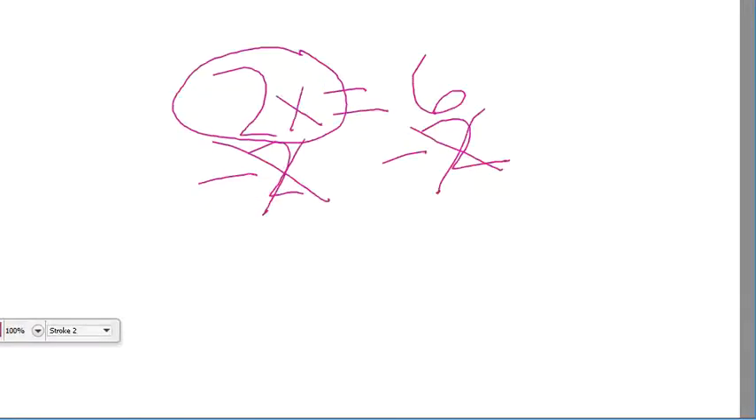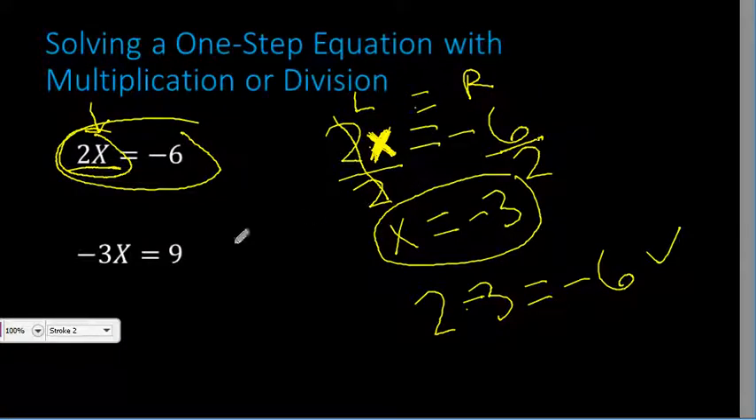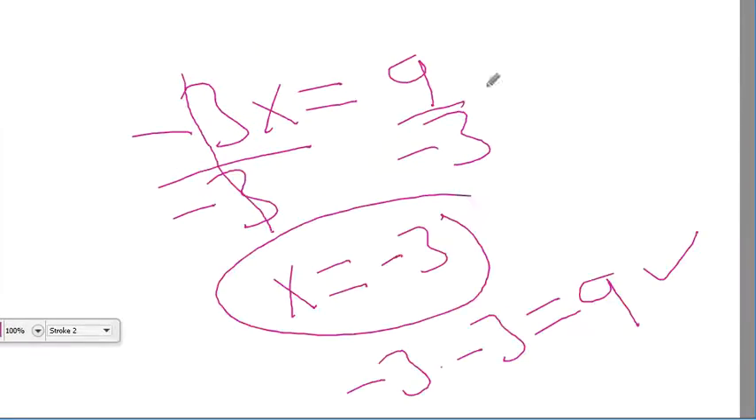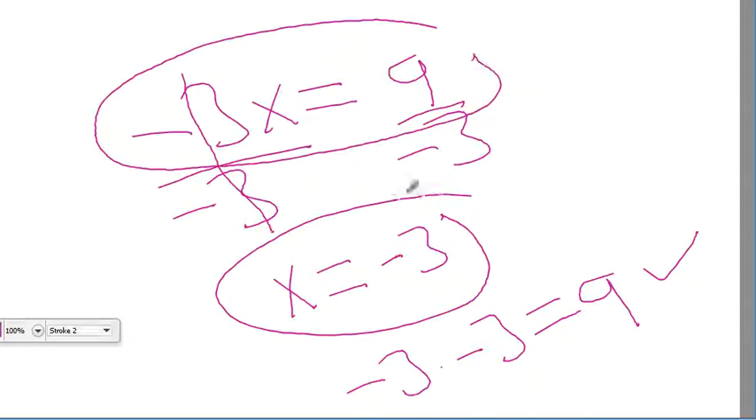Okay, so let's go back to our first slide here. Negative 3 times x equals 9. Well, we know that is our equation. Negative 3 times x equals 9. x equals negative 3 is our solution.